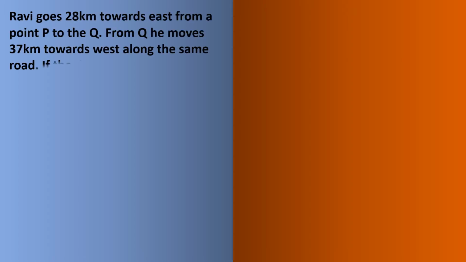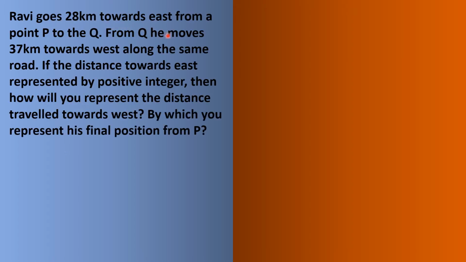Next type of word problem is based on directions. See, integers actually reflect directions also. How? Ravi goes 28 km towards east from a point P to Q. From Q, he moves 37 km towards west along the same road. If the distance towards east is represented by a positive integer, then how will you represent the distance traveled towards west, by which you represent his final position from P? So this kind of question is based on integers. Let us understand this word problem very well.